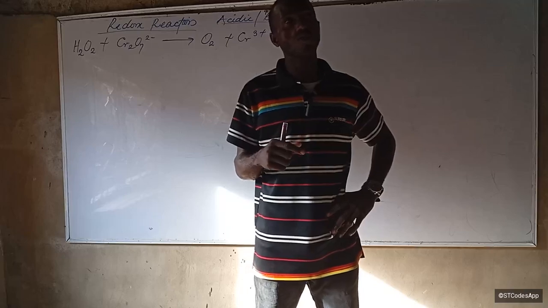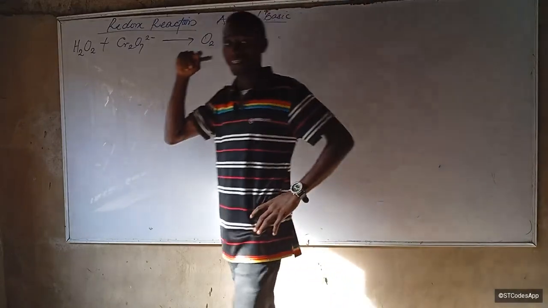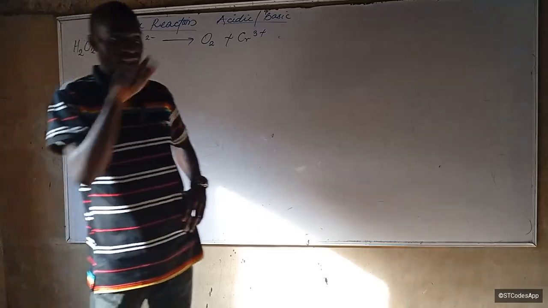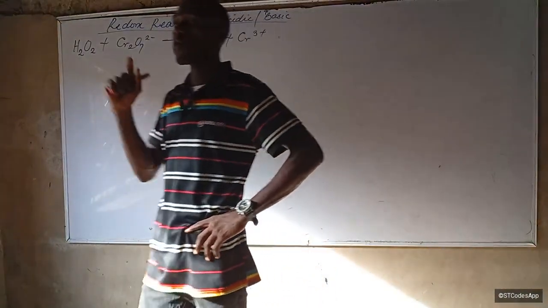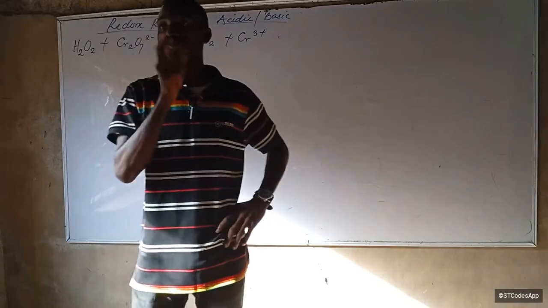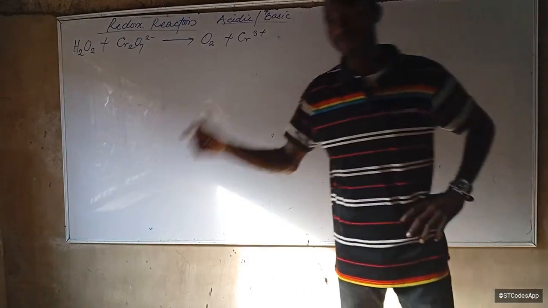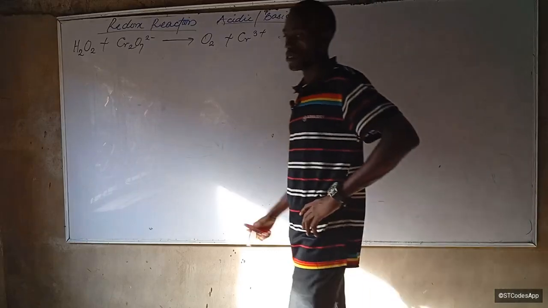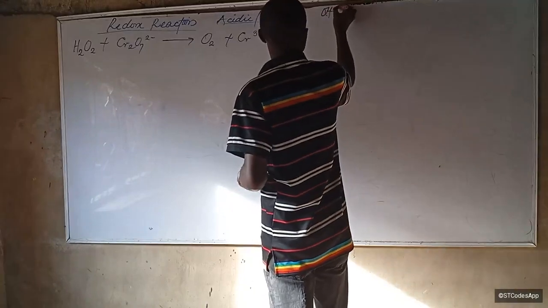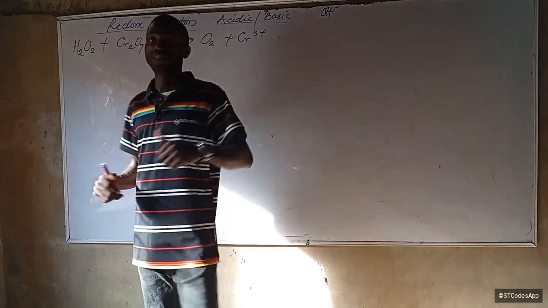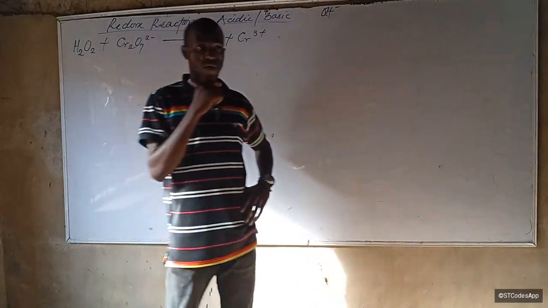So that is now balancing acidic medium. Now in basic medium, that's in acid now, right? In basic medium, add equal amount of OH minus to both sides of the equation.